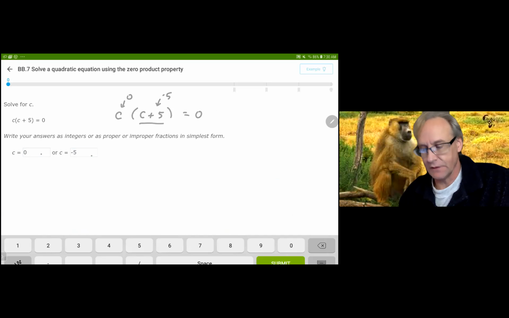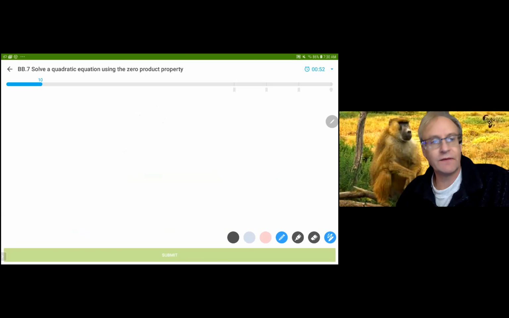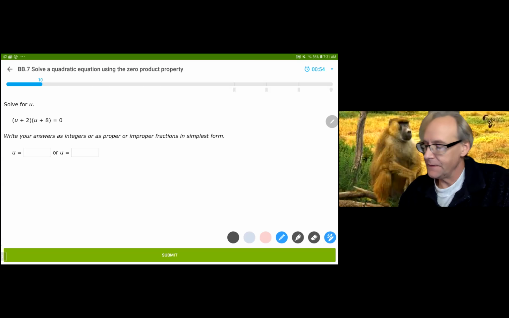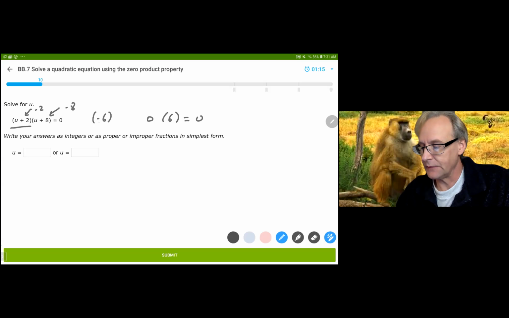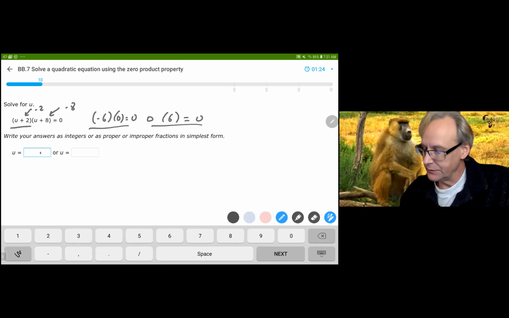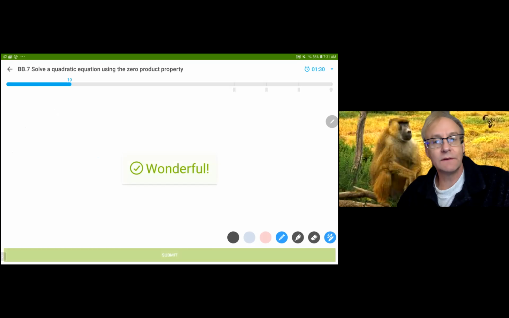We're just looking to make zeros out of our factors. We call those factors. Now this time we want this part to be 0. And if u is -2, then this piece will be 0. This piece will be 6, but realize 0 times 6 is 0, isn't it? And if u is -8, then we end up with -6 times 0, which is also 0. So either way, as long as one of them is 0, it's okay. So u could be -2 or -8. And that's it. We're just looking for the zeros.